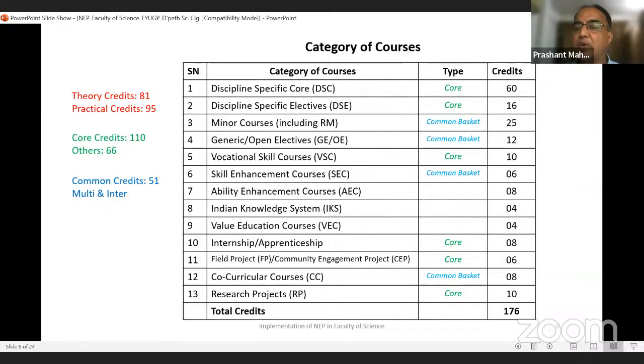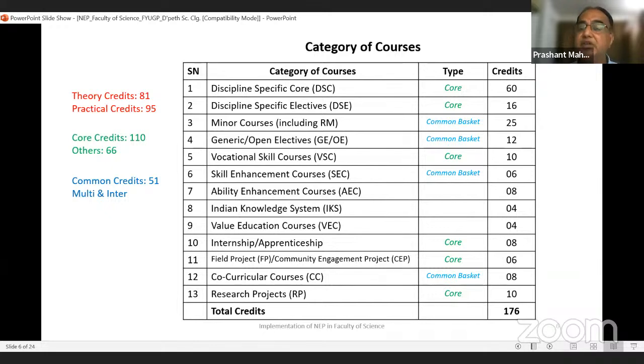Means I will not be able to select the minor from physics. Other than physics, I can select the minor from my own major discipline, science, or from the disciplines of the other faculties, that is humanities, commerce and management, and interdisciplinary. I hope that this point is clear to those teachers who are involved in admission. So that is all about minor courses.